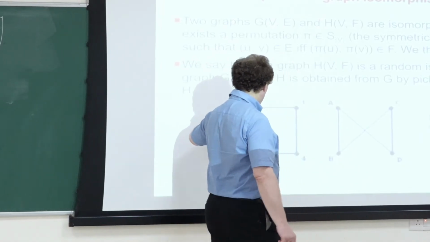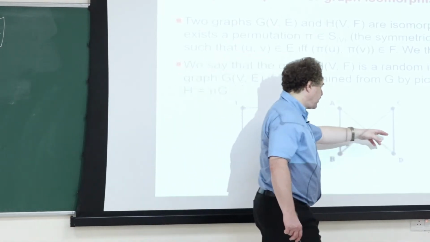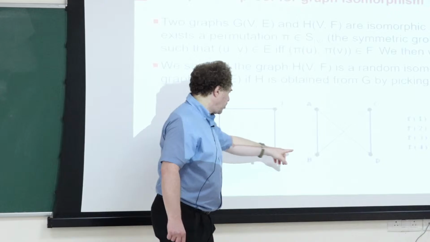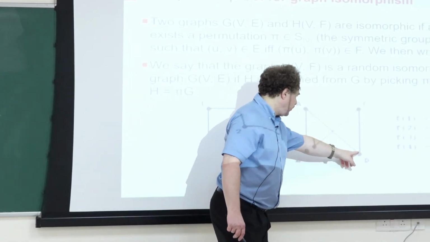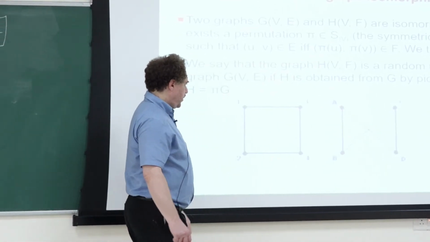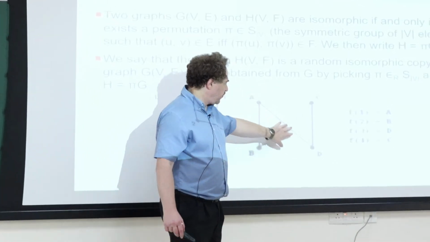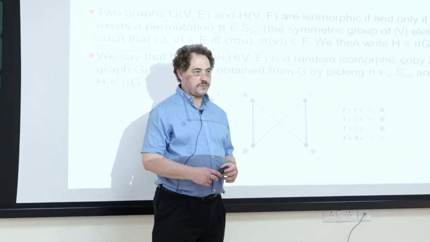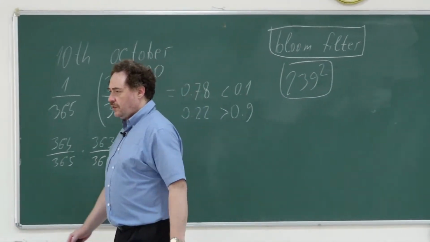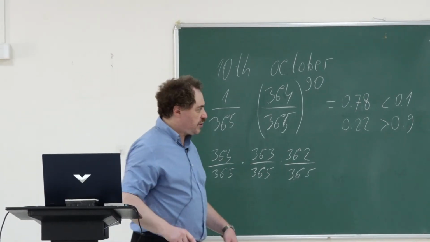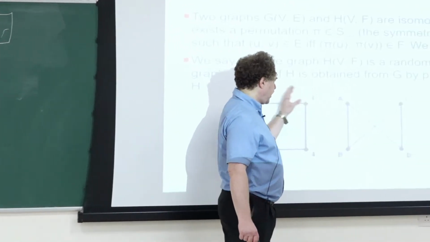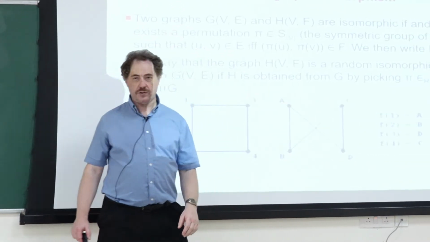Well, the mapping is written here. So this node maps to this node, maps to this node. This node, however, maps to this node, and this node maps to this node. Then we have the same edges here as we have here, the same connections between the nodes. So the two graphs are isomorphic. This mapping is a permutation. It's a mapping from the set of nodes to the same set of nodes. Permutation.